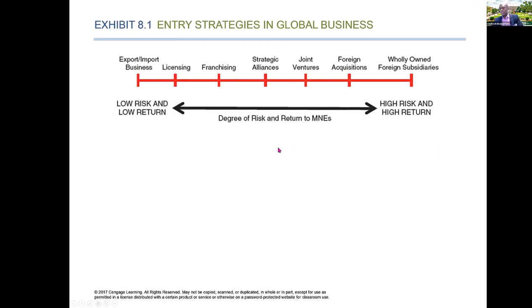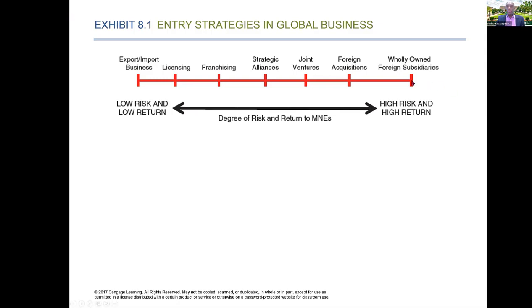But here you have a table that shows you the degree of risk. Importing and exporting is low risk. You export these things, these widgets, and if people don't buy them, it's okay, I'll find another market. And you continue until you find a captive market. Or you import from, let's say, Latin America or Asia. You're importing from Mexico. If the items don't sell, you just move on. You have not really invested a lot.